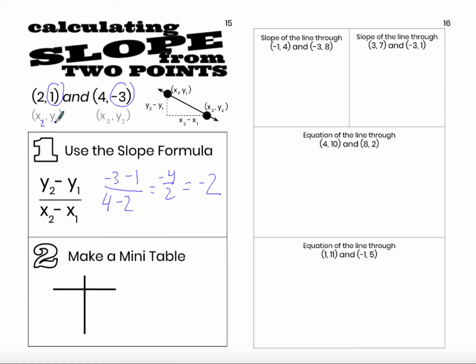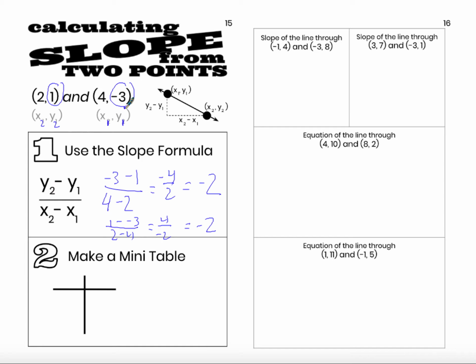I'd like you to notice that these are very arbitrarily defined. I could have said that this was my first point, and then I would have y2 minus y1, 1 minus negative 3 over 2 minus 4. 1 minus negative 3 is positive 4, 1 plus 3. 2 minus 4 is negative 2, which gives me negative 2.